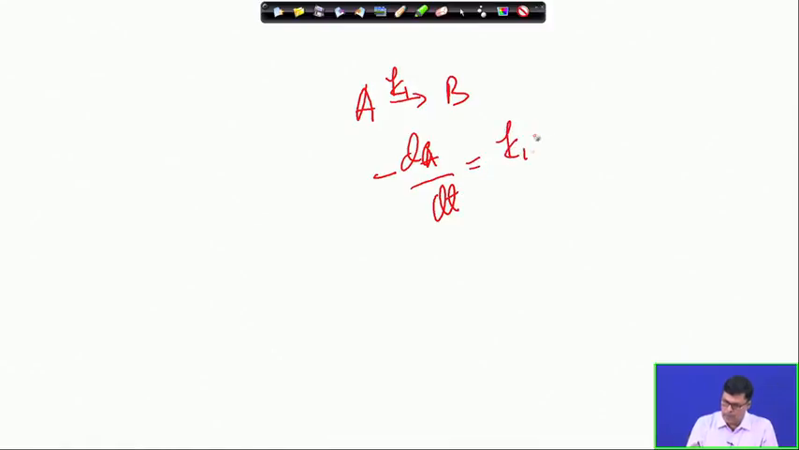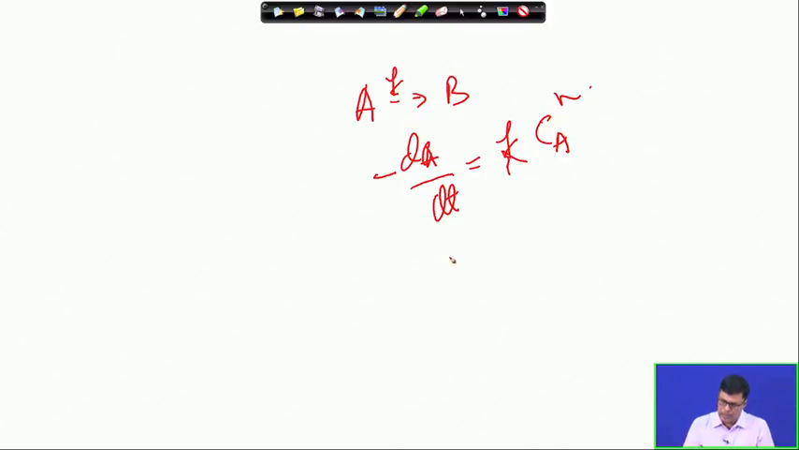I showed you before also, and I can do it again. This is like this: minus dCA by dt equals K1 into Ca to the power n. Am I right? Or we can take the 1 away, because this is a single reaction. We can simply write K. That is good enough.